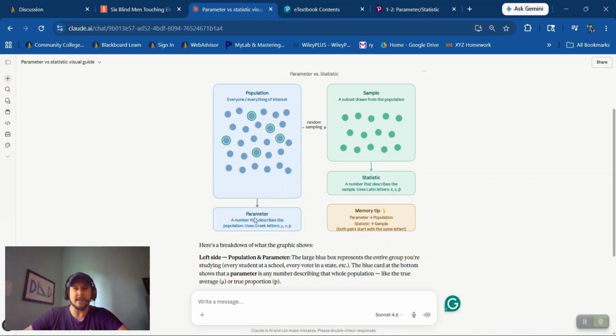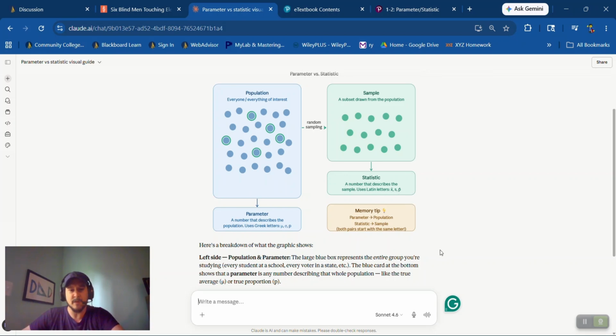All right. And then it says a parameter, a number that describes the population, uses Greek letters mu, that is sigma, and I believe that's rho. Whereas a sample is a subset drawn from the population, and that would be a statistic, a number that describes the sample. It uses these letters: x hat, lowercase s, and p hat. Those notations aren't absolutely critical to have in this part of the notes at this stage, but I'll leave them in there since it's going to be a little too difficult for me to remove those.